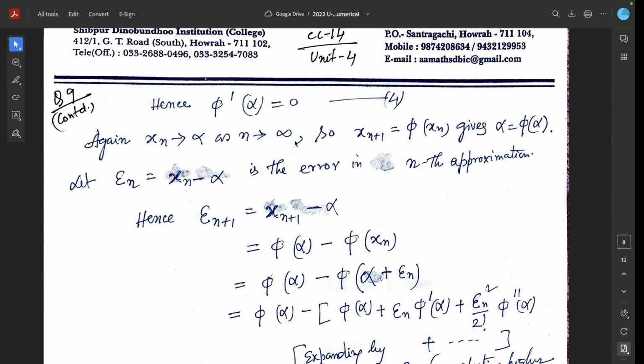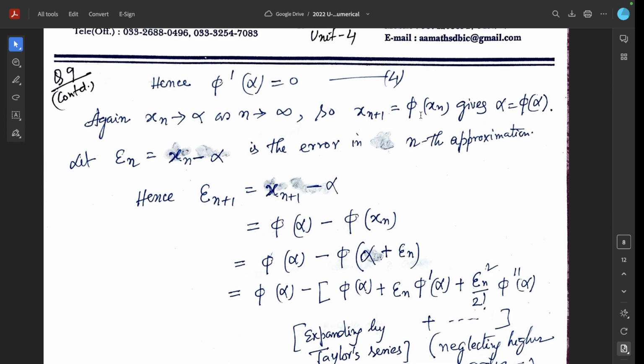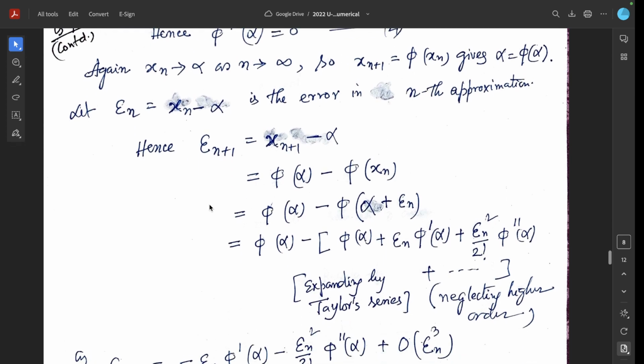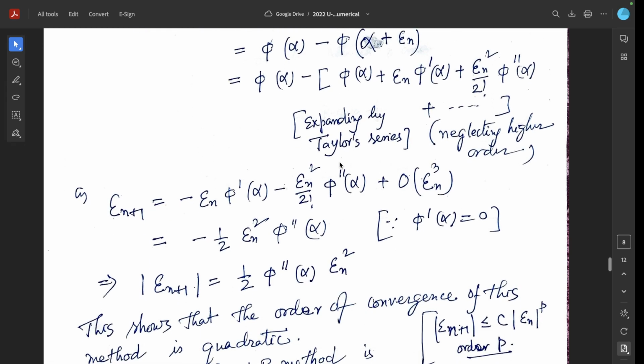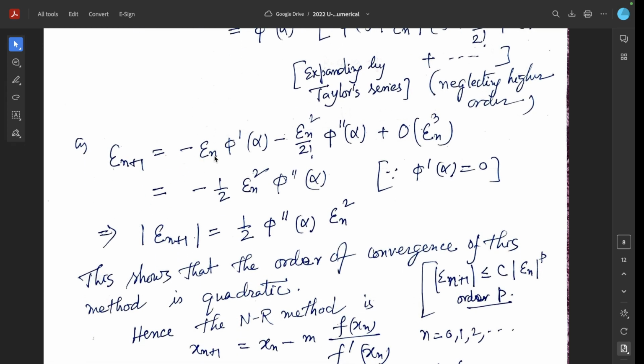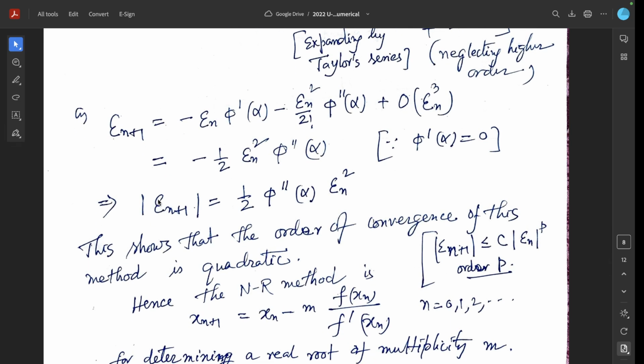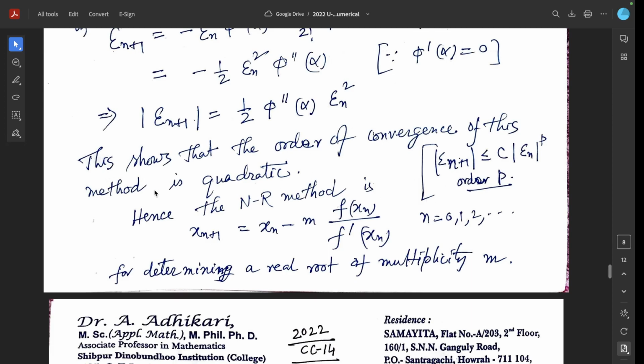Again, x_n tends to alpha as n tends to infinity. So x_{n+1} equal to phi x_n gives alpha equal to phi alpha. Let epsilon_n, that is x_n minus alpha, be the error in the nth approximation. Hence epsilon_{n+1} equals x_{n+1} minus alpha, and after simplification we get epsilon_{n+1} equal to minus epsilon_n phi dash alpha minus epsilon_n squared by factorial 2 phi double dash alpha plus order of epsilon_n cubed. Since phi dash alpha equal to 0, we get minus half epsilon squared phi double dash alpha. Hence the modulus of epsilon_{n+1} equals half of phi double dash alpha times epsilon_n squared. And this shows that the order of convergence of this method is quadratic.